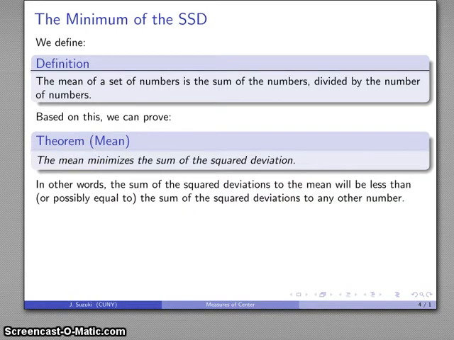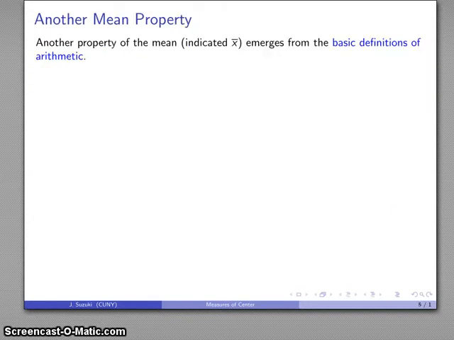In other words, the sum of the squared deviations to the mean is going to be less than or possibly equal to the sum of the squared deviations to any other number that you could think about as a possible representative. Well, there's another property of the mean that is, in some sense, more important than this property of minimizing the sum of the squared deviation.